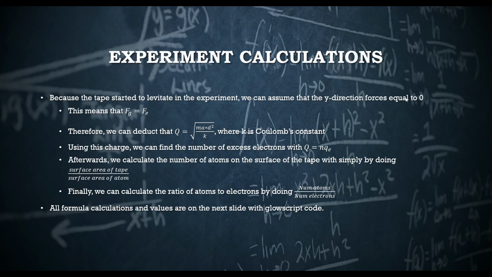And here for our experiment calculations, using those concepts and equations and the forces, because the tape was floating, we assumed that the y direction force is equal to 0, so force of gravity is equal to electric force, and manipulating that, we can get that the charge of the tape is equal to the square root of ma times separation distance over Coulomb's constant. And then using that, we can find the number of excess electrons. Then we find the number of atoms on the tape, and we get the ratio.